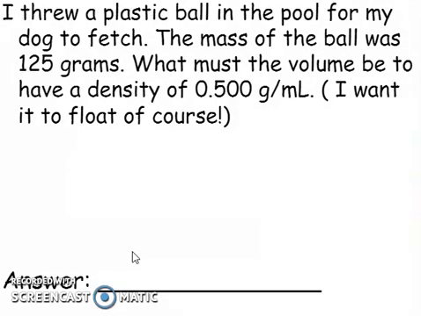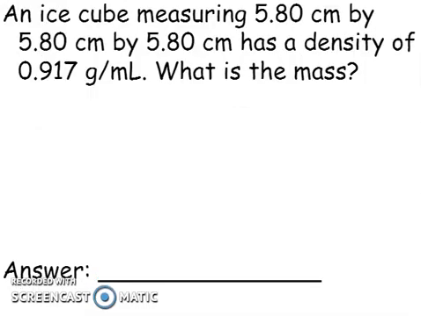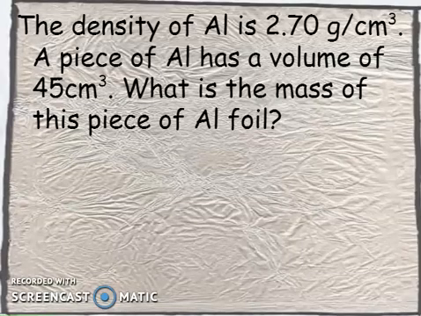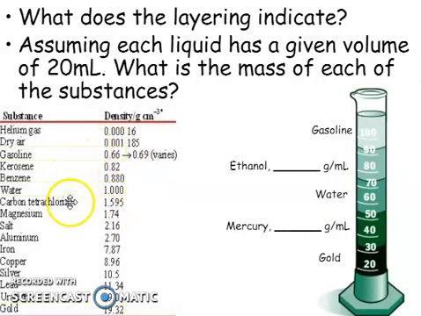Here's our next problem. Let's go ahead and work this one out. Our third problem. Now this right here, I just want to show you that water is right here, 1.0 density, grams per centimeter cubed there. Let's work this one out.